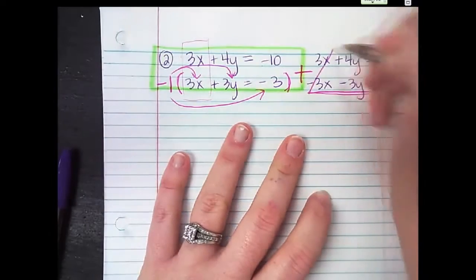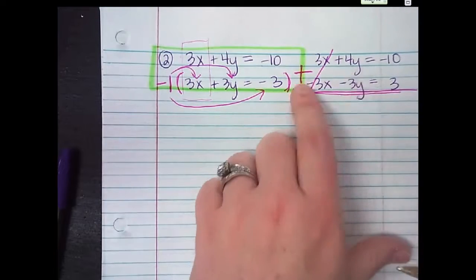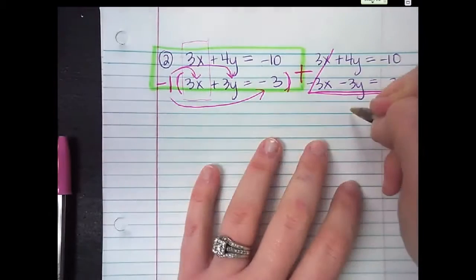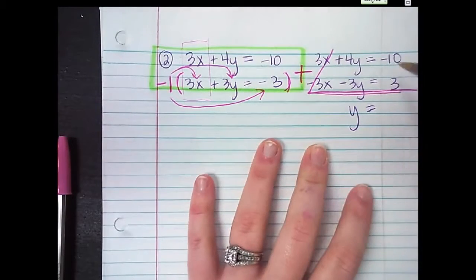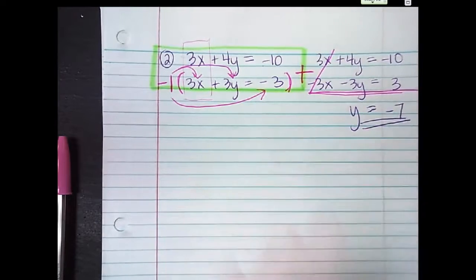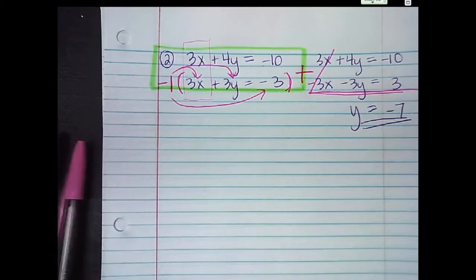So the x's cancel. What's 4y plus negative 3y? 1y, or just y, equals negative 10 plus 3, negative 7. So that one, y is already solved for us. We don't even have to do anything.